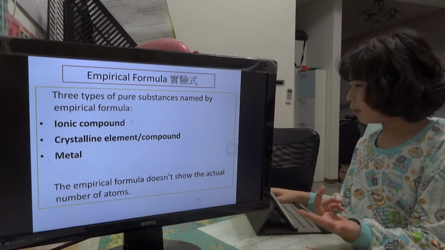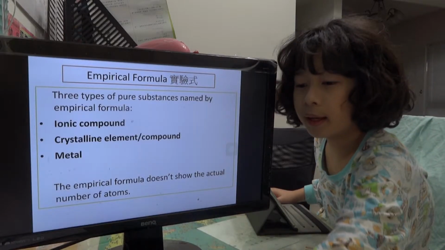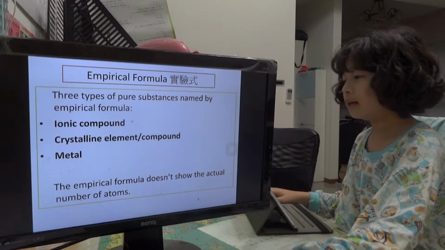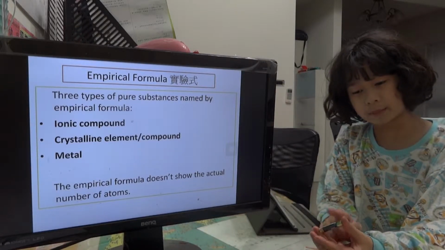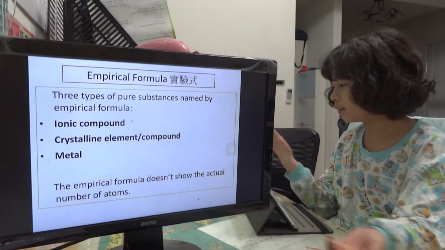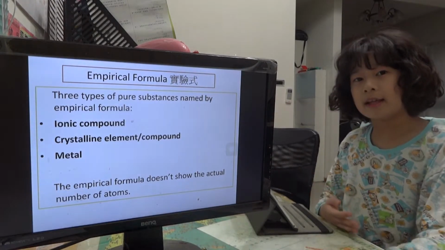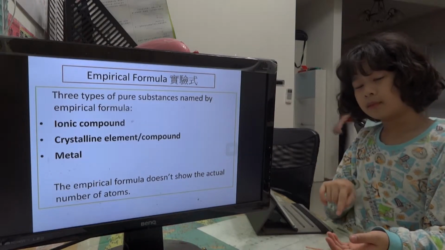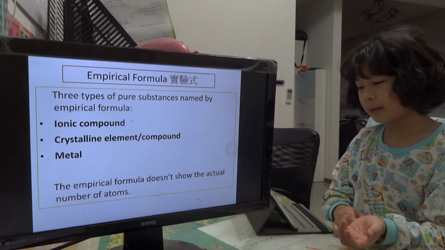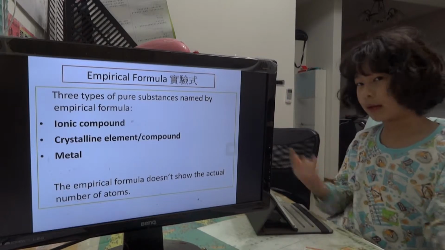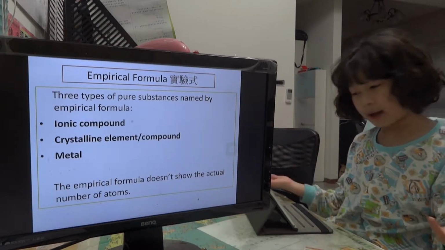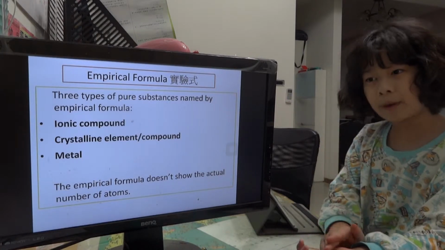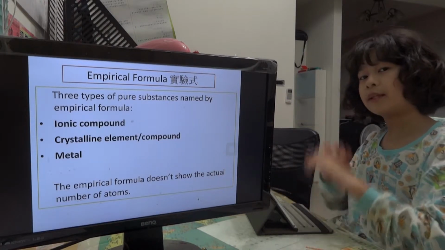And metals, for example iron. There are many iron atoms in it, but we only use one iron atom to represent the whole thing. For example, Au is a metal. Actually there are many Au atoms inside, but we only use one Au atom to represent the whole.